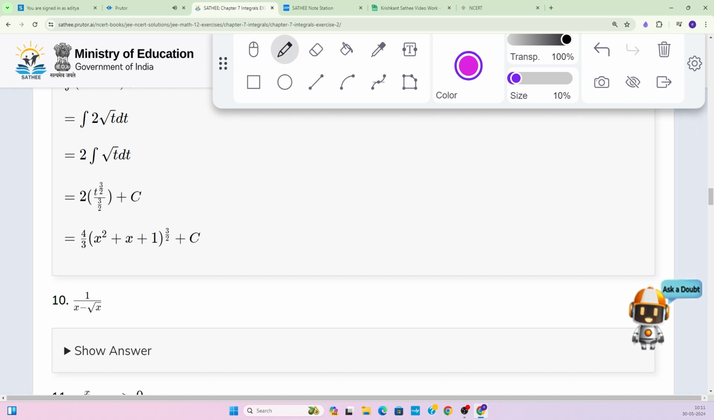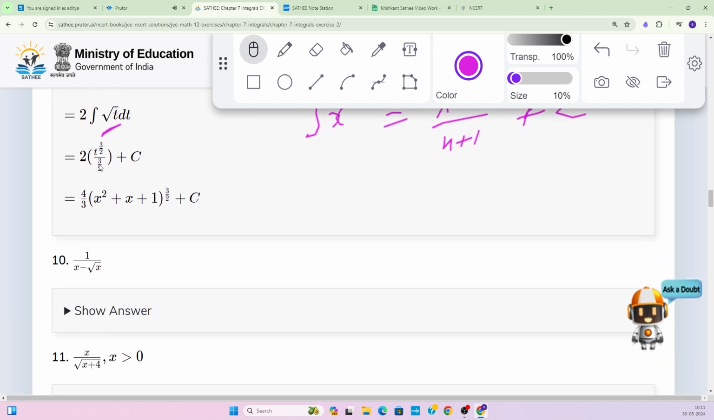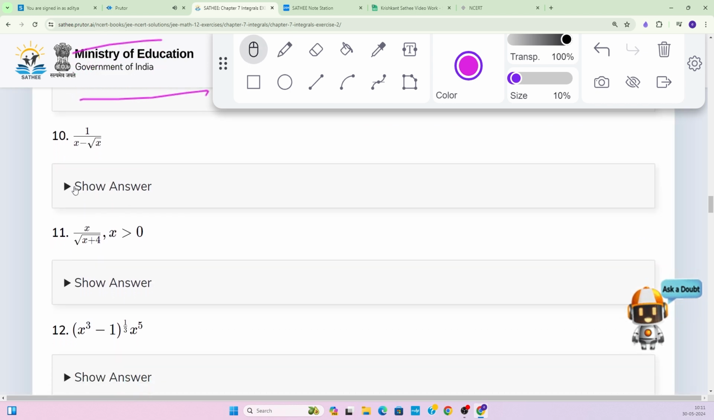Now using the basic result, which is the integration of x power n dx is equals to x power n plus 1 by n plus 1 plus some constant. Okay, so you will have your answer as 2 multiply t power 3 by 2 divided by 3 by 2 plus some constant. Clear? Now in terms of x, your answer will be 4 by 3 x square plus x plus 1 whole power 3 by 2 plus some constant. Okay, let us move to problem number 10.